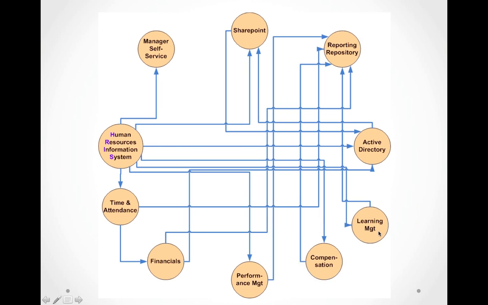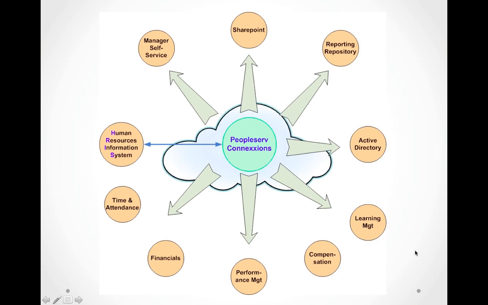Every line on this chart is an interface that needs to be maintained and is a place where something can go wrong. Peopleserv Connections uses the hub and spoke model, so there's only one integration point for each application. It's a cloud-based platform as a service that provides a central repository of information and relationships. It draws information from systems of record and disseminates the correct context or view of the organization to each application.